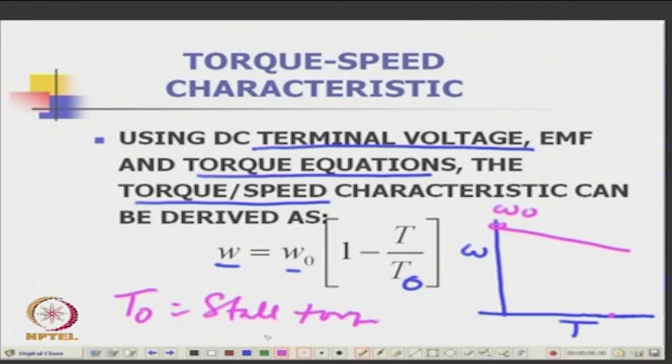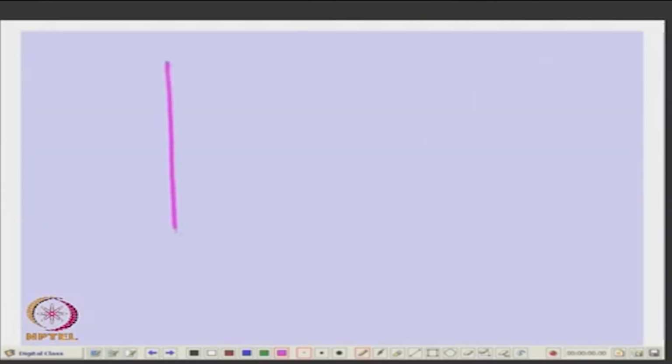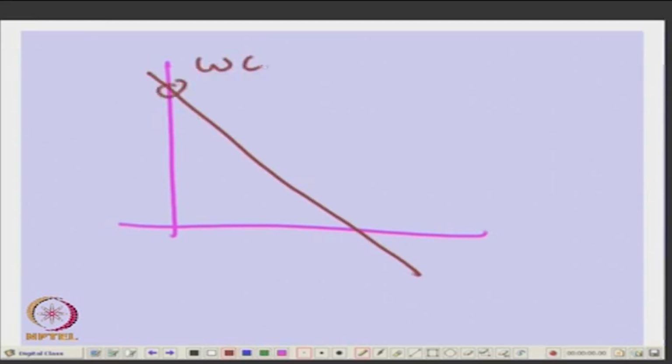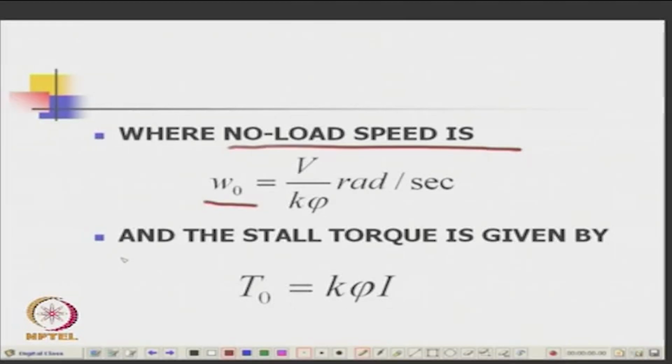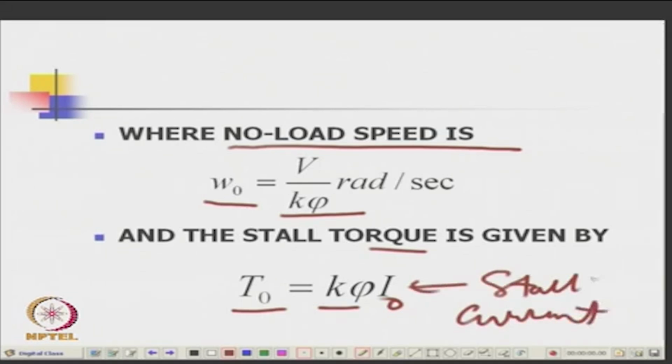You can always write it in this form. Typically you may know the shunt characteristic, where this is omega naught, this is T naught, and this is omega and T. So, you can write this equation. The no load speed is V by K phi and the stall torque is K phi I naught, where this is the stall current. That means you block the rotor and that is the current it will draw at the same voltage.